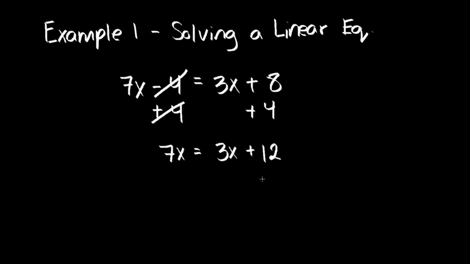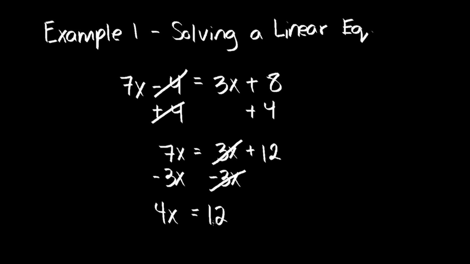So now we want to move this 3x to this other side with our x and leave our constant terms on the right side. So how do we do that? Just like we did above, we're going to subtract 3x from this positive 7x, and this is going to cancel. But remember, if we do it on one side, we have to do it on the other. And we're left with 4x is equal to 12.